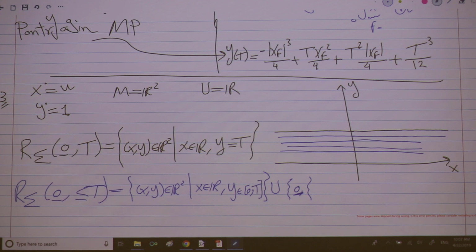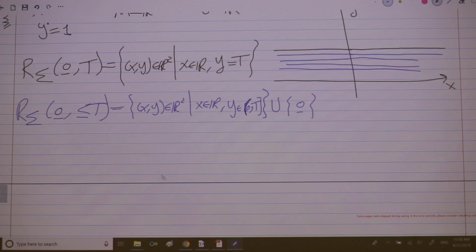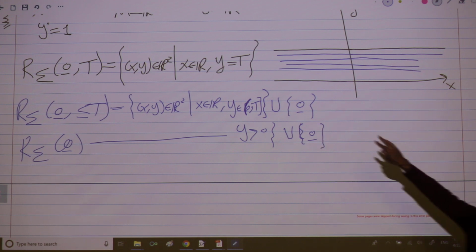Let's see if 0 is closed or not. Yeah, we were doing the union, right? So actually, I don't need this guy. But this includes any point on the x axis, which does not belong to the reachable set, right? Yes. So then we need to exclude the 0 and this one and add the origin. Okay, very good. And if we say R sigma of 0, everything will be the same, right? Except t will go to infinity, so y is greater than 0, right? Also union the origin. Any questions about that? So this is an example where these two sets are not equal.